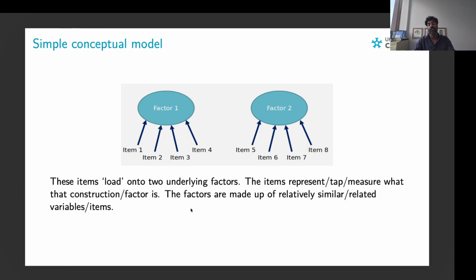Then you do your factor analysis, and you realize that 4 of these items, or variables, or questions on the survey, load really nicely onto one factor. They cluster together. The other 4 load onto the other factor. So the items represent, or tap, or measure what the construct or the factor is, and the factors are made up of relatively similar or related variables or items.